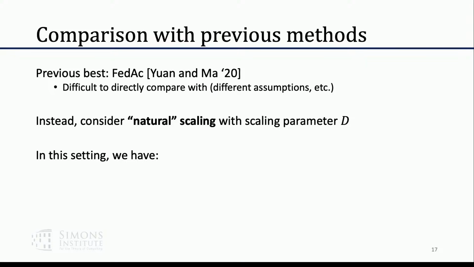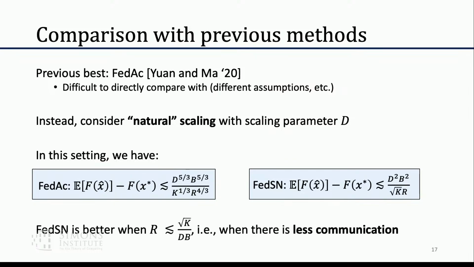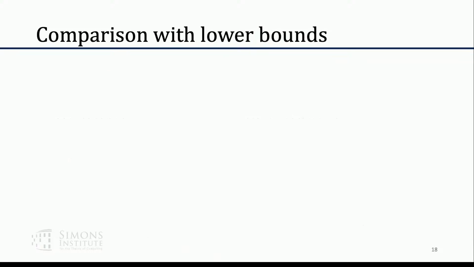When we introduce and account for this parameter scaling, what we find is that we get a rate for FEDAC that looks like this, and a rate for fed_in that looks like this, and modulo the difference of the power of D and B in the numerator, we have a trade-off in the power of K and R, like K to the third, R to the fourth thirds for FEDAC versus a root KR for fed_in. If we take one more step and compare parameters, we can see that when R is upper bounded by root K over DB, that is, when the number of rounds of communication is small, when we have a limited amount of communication, then our method is able to improve upon the rate of FEDAC.